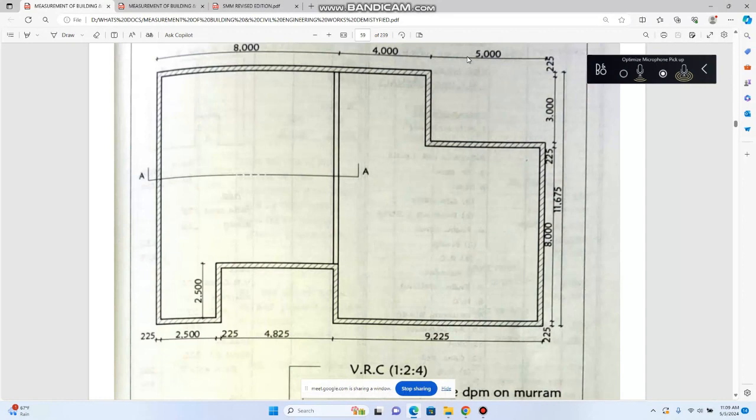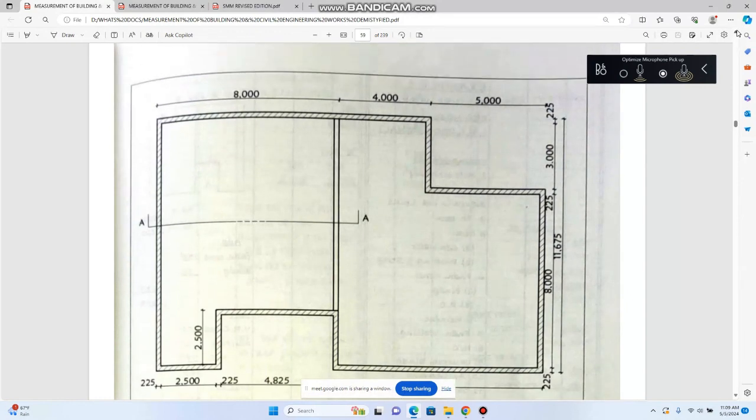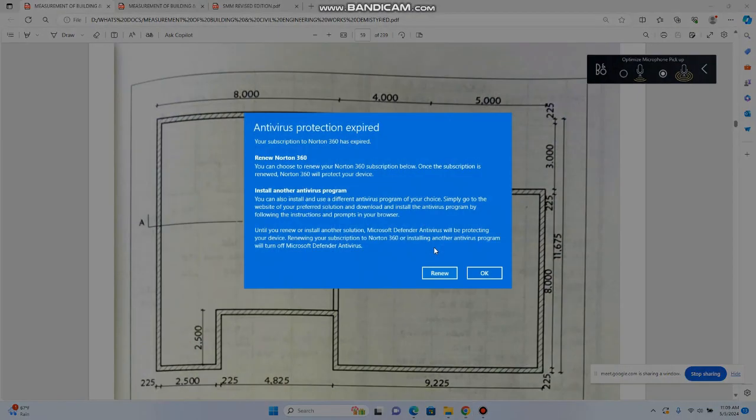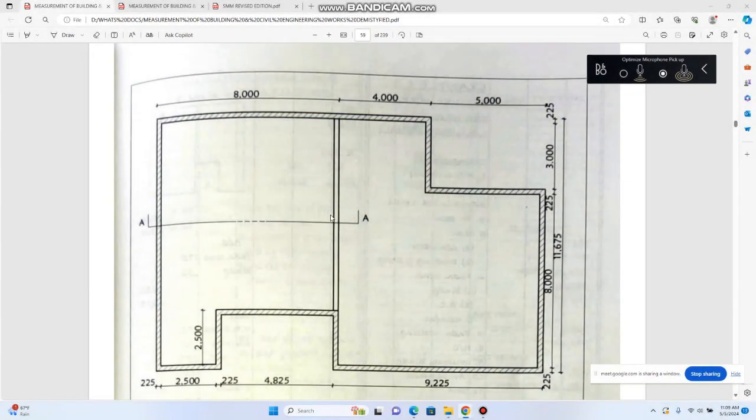Then we have the width. The width is already shown. It is 11,675. I want you guys to be very attentive so that you can follow through. Taking off substructure works could be the most confusing part, but if you follow through, it will be the easiest for you. So kindly pay as much attention as possible. So when we are clearing the site, we want to measure the area where the site will be cleared.